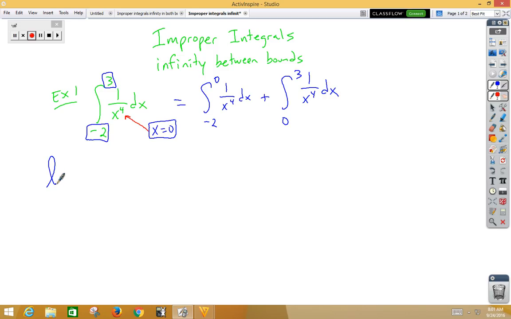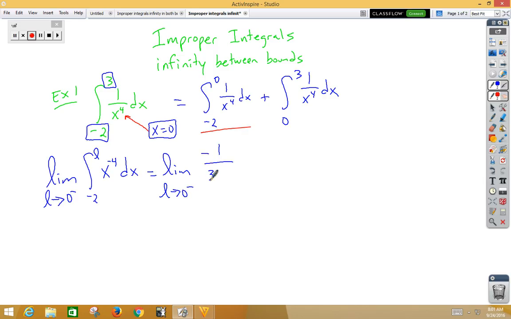So let's start off with the limit as L approaches 0, and I'm going to start with this first one. So we're approaching 0 from the left side. We have the integral from -2 to L. I'm going to think of that as x to the -4th dx. Now if we integrate x to the -4, we have the limit as L approaches 0 from the left side, and that would be -1 over 3x cubed from -2 to L.